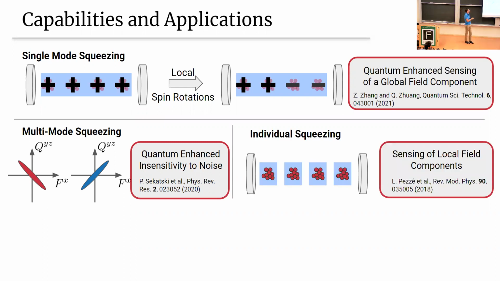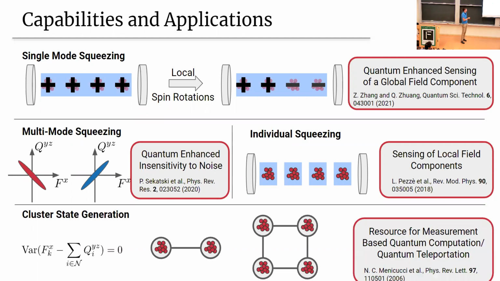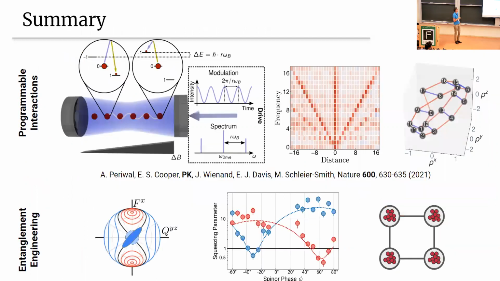And then we can also do individual squeezing of all of these ensembles, which you would use if you want to measure a field locally. And in the end, what I've shown you is that we can do the generation of cluster states. So we have a wide variety of entangled states we can prepare in our system. And yes, with this, I'm at the end. I showed you how we used our cavity interactions to get to programmable interactions between atomic ensembles, and how we use this to engineer entanglement from a global to a multimode to a cluster state.